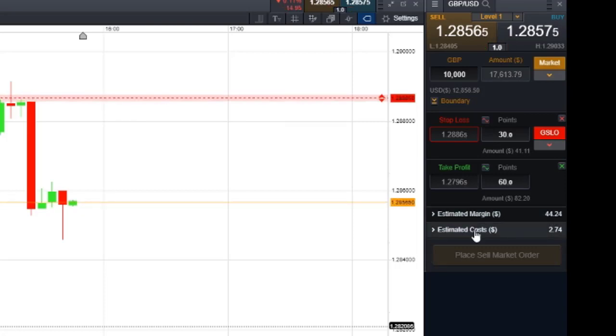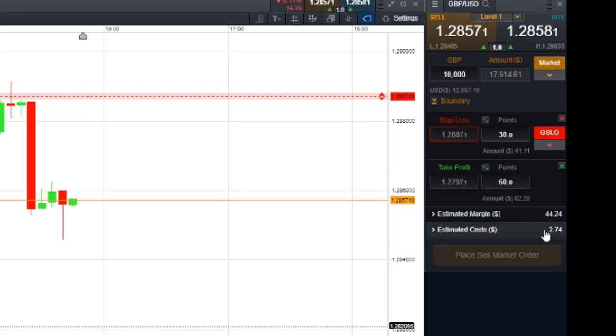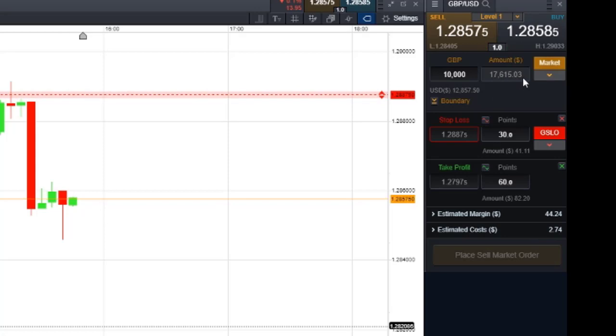And also the guaranteed stop loss is very similar to an insurance that you purchase for yourself. So it does come with a premium, which we call the guaranteed stop loss premium, or GSLO premium, which in this case is $2.74 Singapore dollars. Not a lot compared to the principal amount traded.